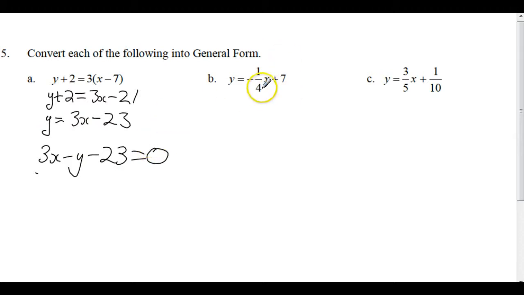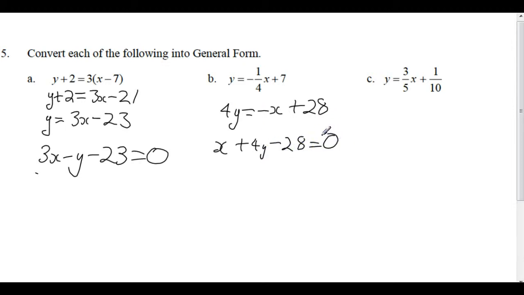Here, this is slope-intercept form. We're going to get rid of this 4. 4y is equal to negative x plus, that's not a 7 now, that's a 28. This needs to be positive, so we're going to move that over. x plus 4y minus 28 equals 0. And that's general form for 5b.